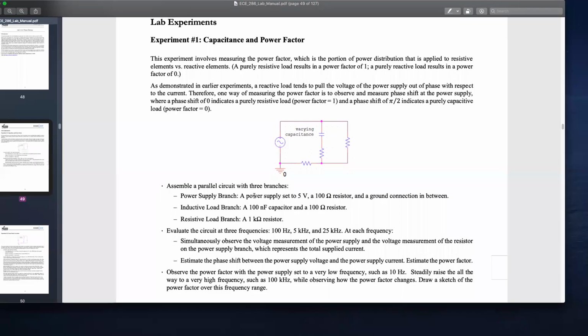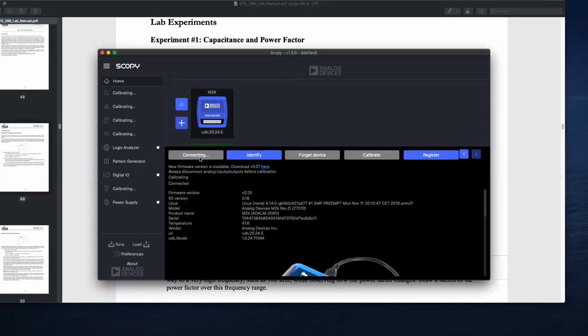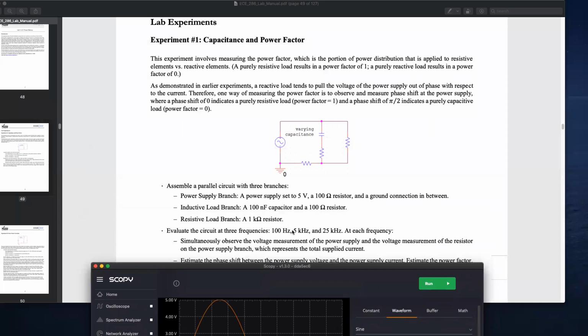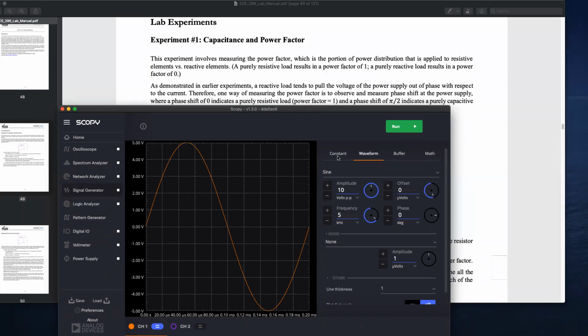So I'm going to open up Scopy. There we go. Go and connect to it. Now I'm going to go to signal generator, and we have to supply a 5-volt source at 3 different frequencies. So I'm going to choose the middle one, which is my 5K. A 5 volt amplitude will lead me to a 10-volt peak to peak. Okay, I'm going to go ahead and click run.